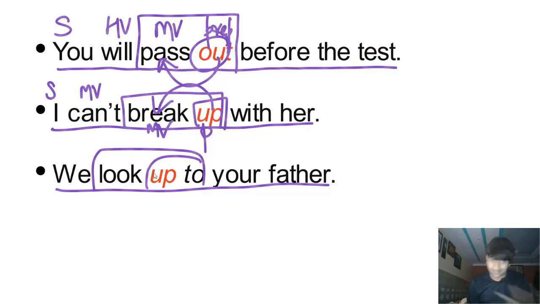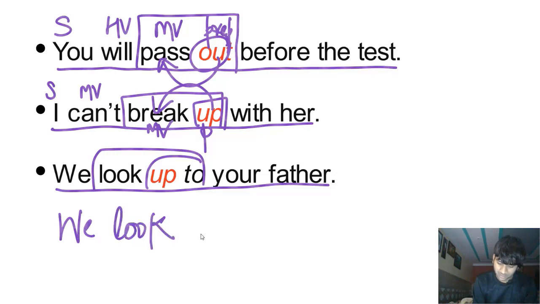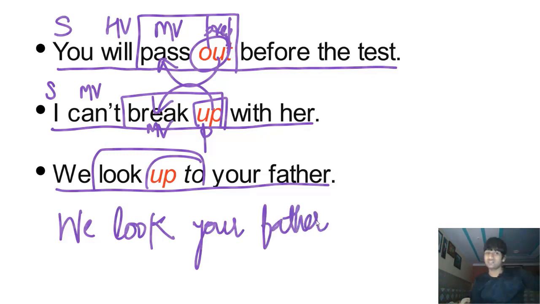Without them, the sentence will not give the same meaning. So if I take them out, the sentence will read, we look your father, which is not even grammatical. You can't look somebody, you can look at somebody, but not just somebody. So this is incorrect. So we just have seen that in phrasal verbs, the preposition is an adverbial complement, an essential piece of information.